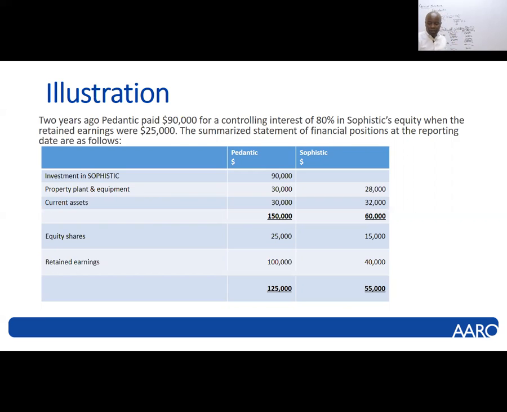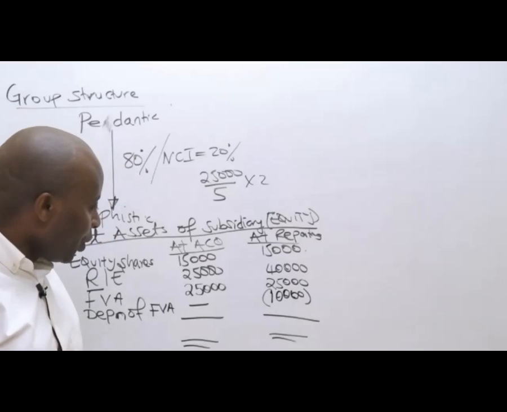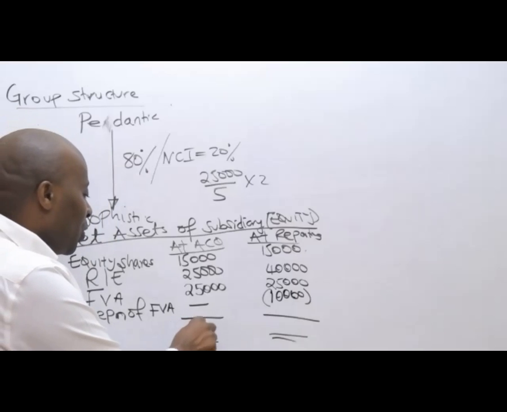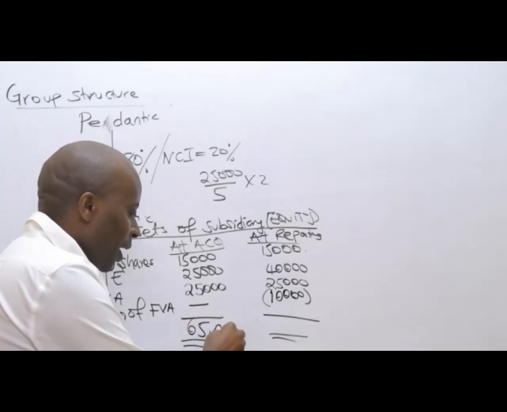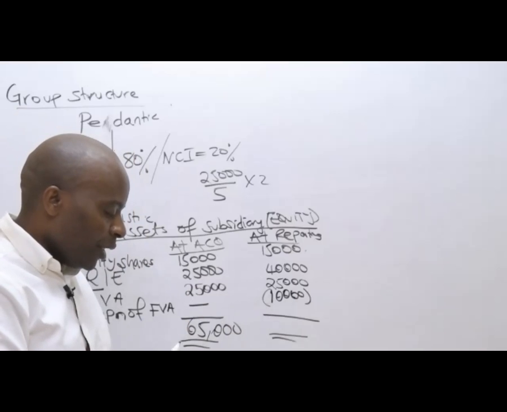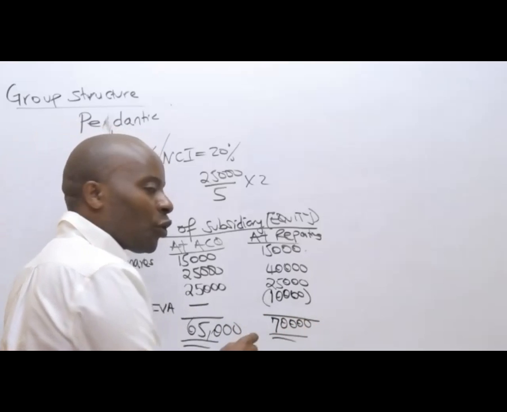So please get your calculator, and then you ascertain these figures. So using your calculator, what do we have? This is what we shall be having. So we have here 15 plus 25 plus 25 again, which gives me 65 here. The total net assets at acquisition will be 65,000. How about total net assets at reporting date? We have 15 plus 40 plus 25 minus 10, which gives me 70,000.